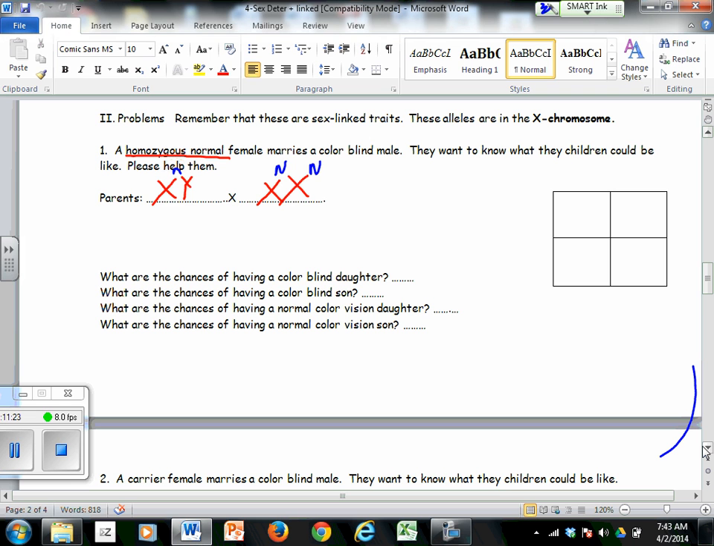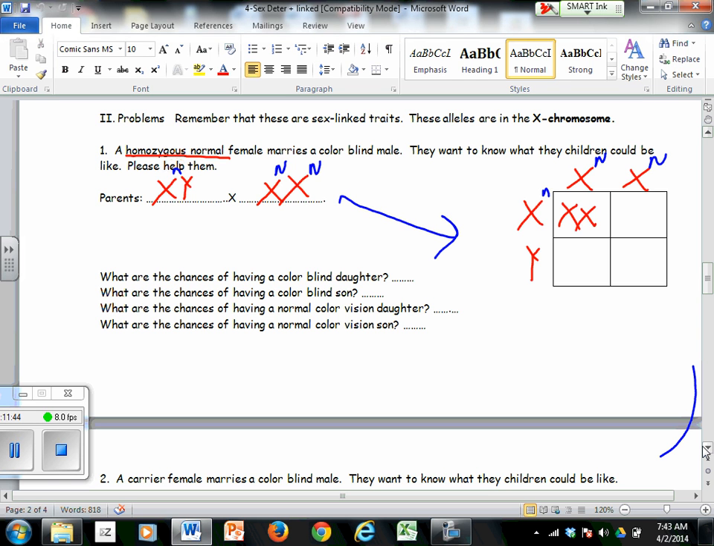So we'll go all the way over to the Punnett square. Let's put male on the side. Female goes on top of the Punnett square. And now let's start attaching our N's. Mom, both her X's are big N's. Dad, his X is a little n. So we do our Punnett square.